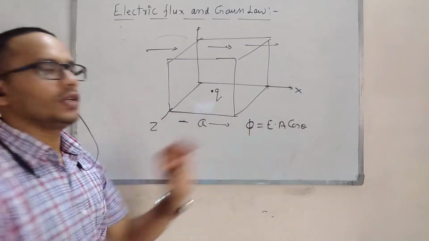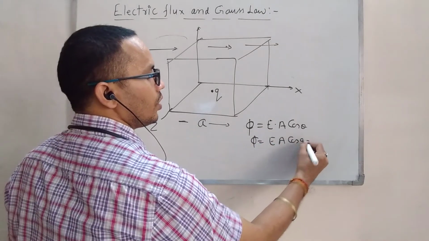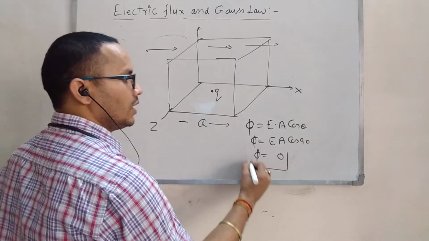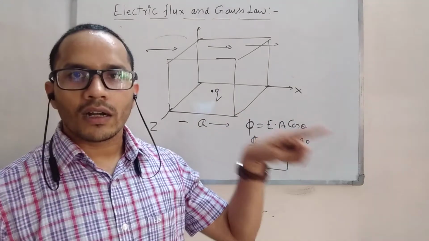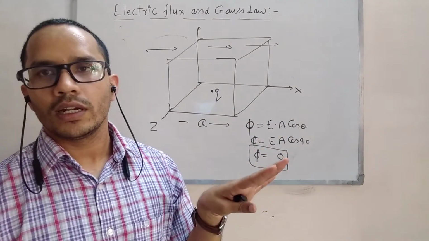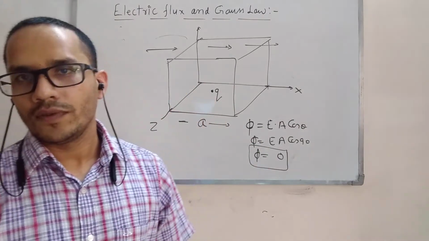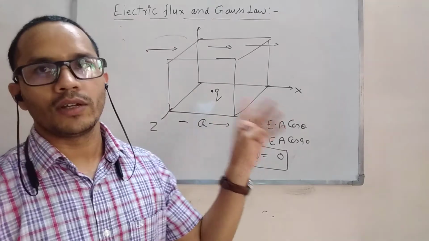If theta is equal to 90 degrees, E A cos 90, and cos 90 is 0, therefore the flux will be 0. It means we can simply say that if the area vector and the electric field are perpendicular to each other, making 90 degrees, then there is no flux passing through the surface. This is very important. It works in so many questions.